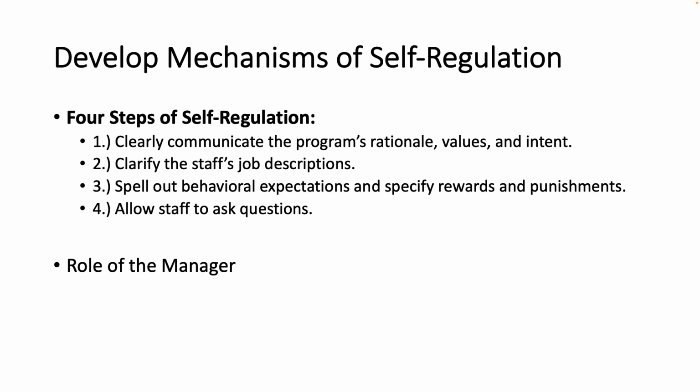So everyone in your organization has to understand their roles, and of course they have to be held accountable for their actions. So specifically, you have to have 4 steps of self-regulation. One is that you have to clearly communicate the program's rationale. So again, why it exists, what it hopes to achieve, the values of the program, the intent of the program. As we've talked about before, you have to clarify the staff's job descriptions as well.